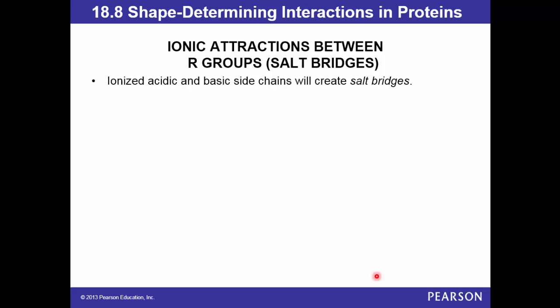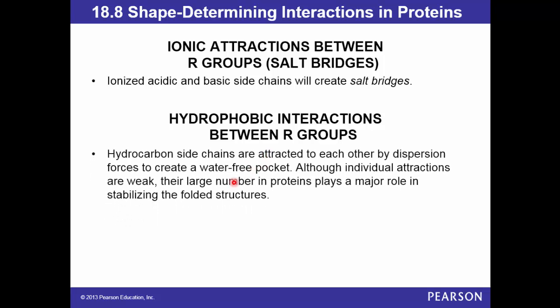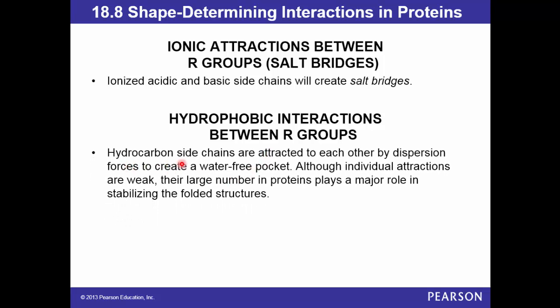Ionic attractions between R groups, or salt bridges, the one I showed you. Ionized acidic and basic side chains will create salt bridges. Why do they call them salt? Because positive and negative. Hydrophobic interactions between R groups: hydrocarbon side chains are attracted to each other by dispersion forces to create a water-free pocket, as I showed you.